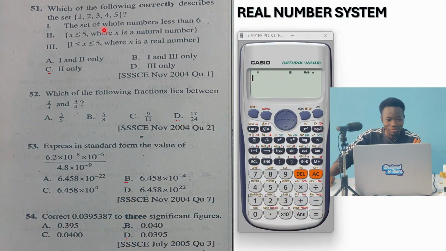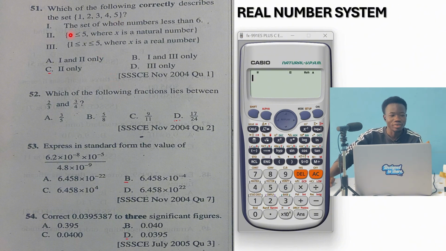Here we go. So we have some questions here, about 4 questions from 51 to 54. The others were dealt with in my previous video, and the link will be in the description. You can go and watch the playlist for more. Alright, the question says, which of the following correctly describes the set 1, 2, 3, 4, 5. This first question is not calculator work, but the following ones we are going to use the calculator.